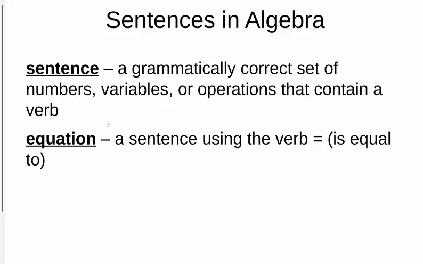One such verb makes an equation: a sentence using the verb equals, or is equal to. That's an equation. Things that are equal on both sides make an equation. We're going to see a lot of equations in algebra. That's a big part of algebra. So let's look at some of those other verbs.